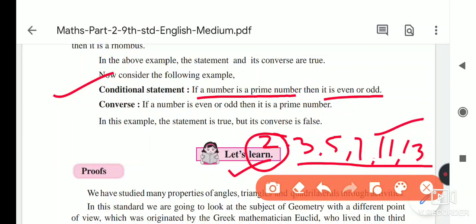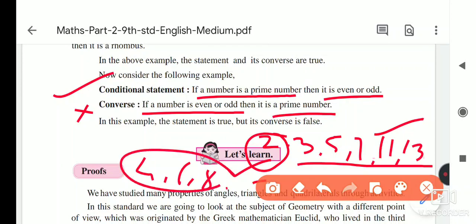If a number is even or odd, then it is a prime number. This statement is wrong. Why? 4: inside even numbers, all even numbers will come: 4, 6, 8, and so on. Are these numbers prime? No, these are not prime numbers. Only 2 is the number which is prime and even also.